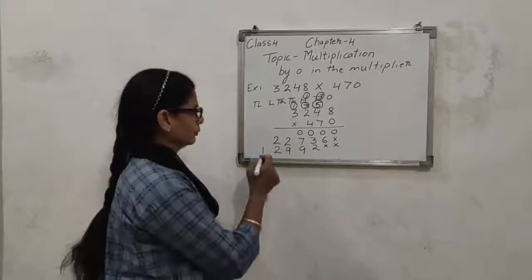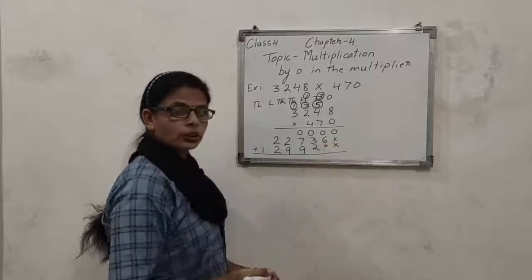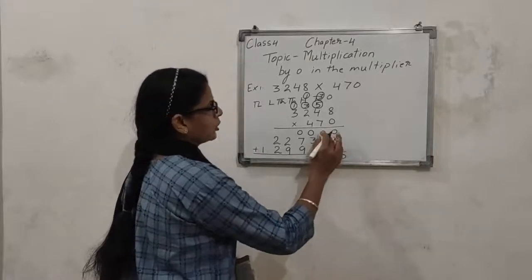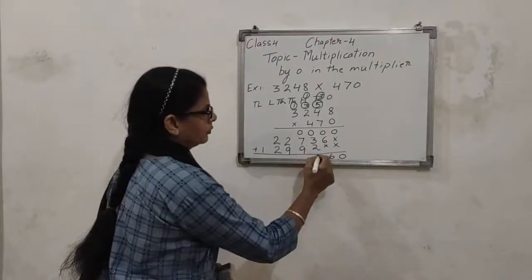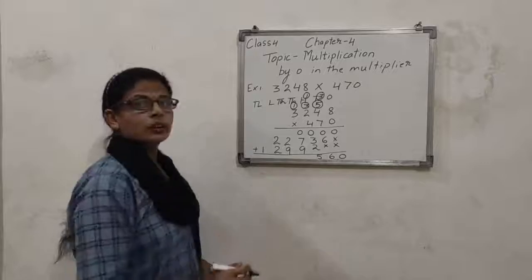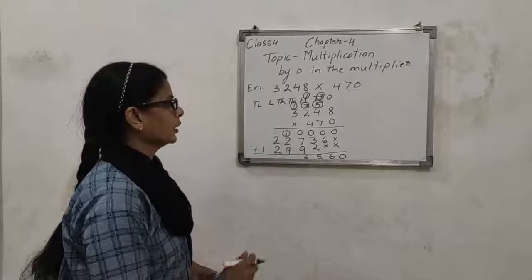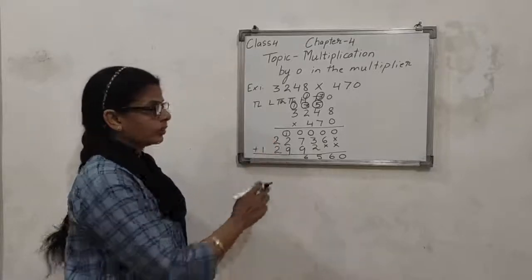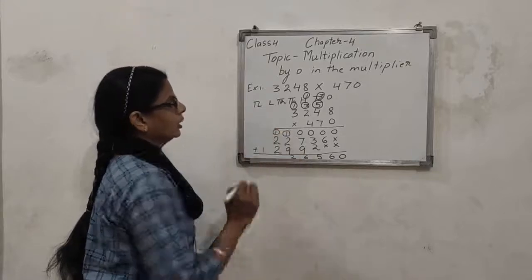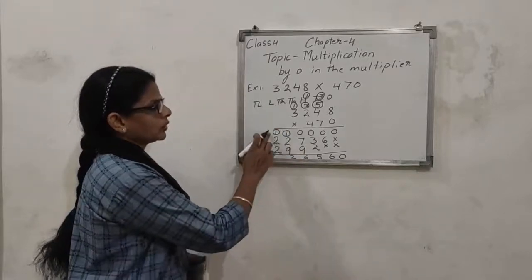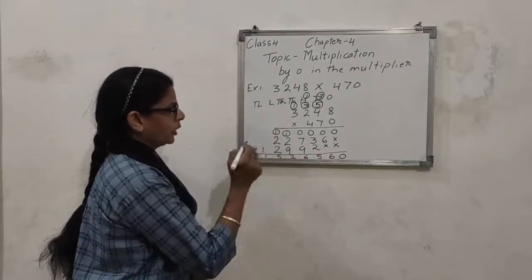Now we add them. 0 plus cross is 0 only. 0 plus 6, 6. 3 plus 2, 5. 9 and 7, 16. 6, 1 will be carried on the 10,000 place. 9, 2 and 1, 3. 3 plus 9, 12. 2 will be written down, 1 will be carried on the lakh place. 2 and 1, 3. 3 and 2, 5. And 1 will be on the lakh place.